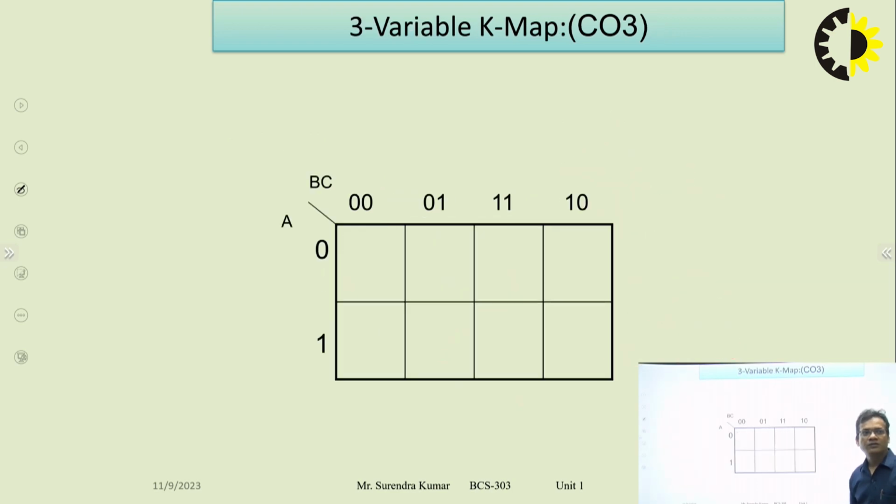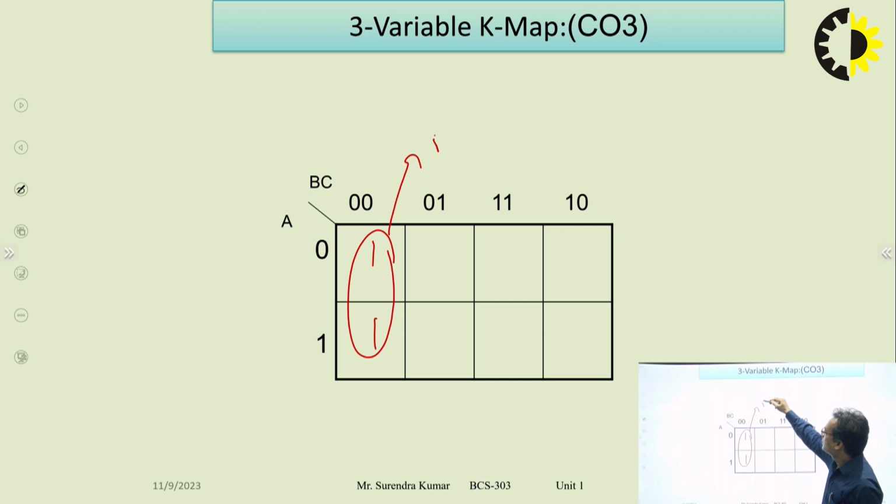Now we come to the 3 variable K map. For example, you have 1 here, 1 here, same, you will combine these and the expression will be written as follows. A is changing, so A will not be there, there will be B 0, this will be B bar, and C 0, that is C bar. The expression will be B bar C bar.